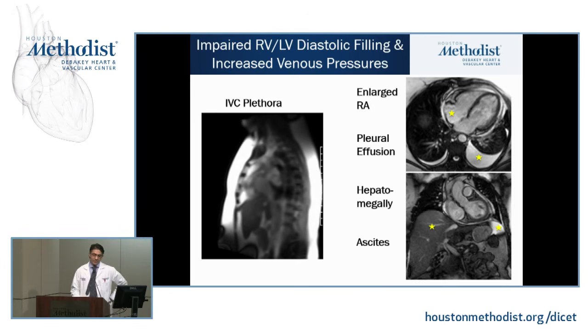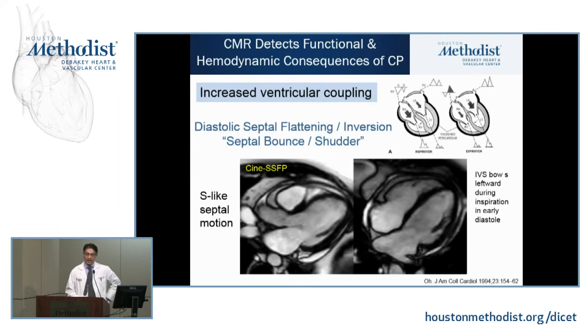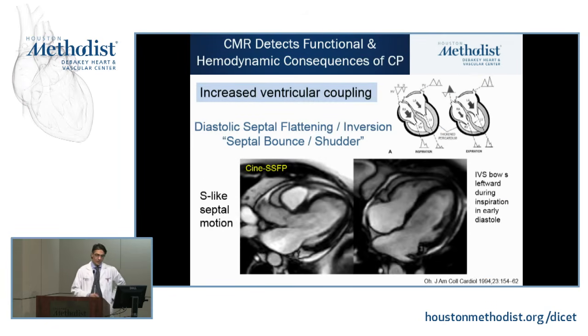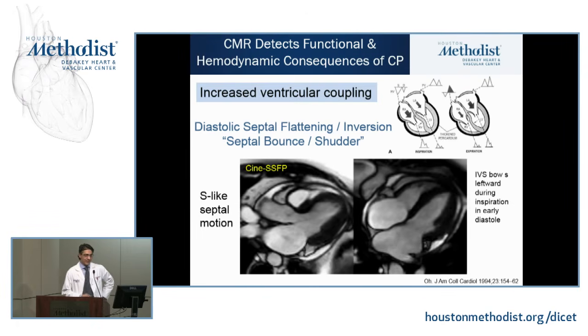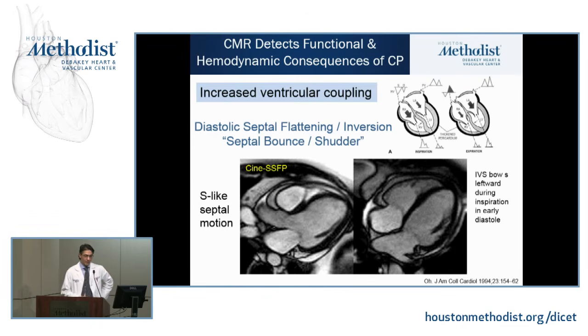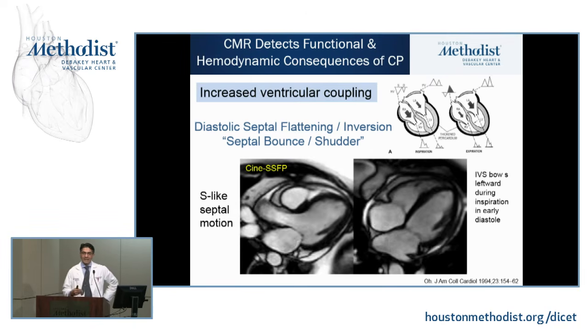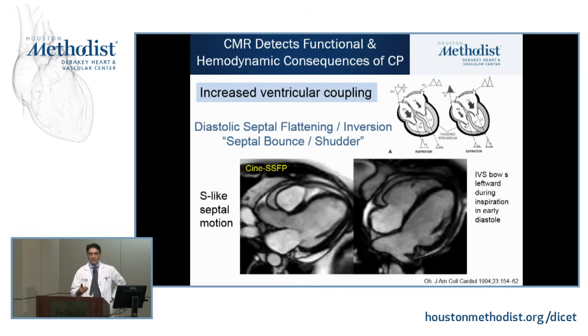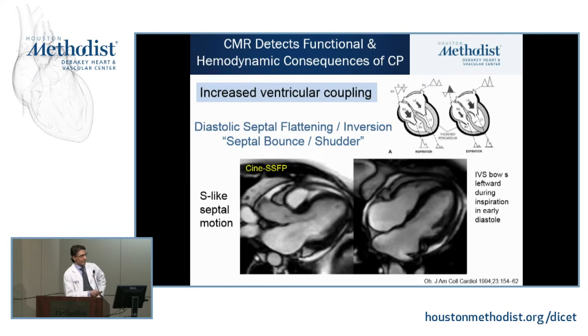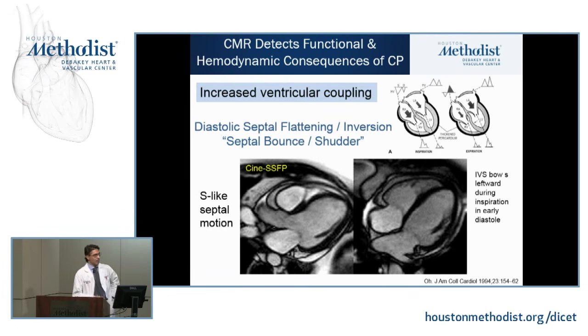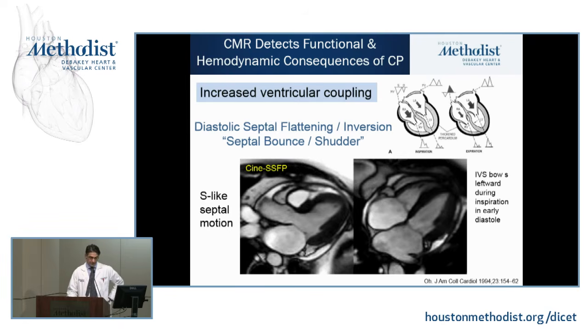But the beauty of CMR is it's also a technique with physiology similar to echocardiography. So we can show a lot of the same things that the echocardiographers can do. We know one of the signs of ventricular interdependence is what Gopi was talking about, the septal flattening or septal inversion, where in very early diastole, with inspiration, there's a moment of time where the right-sided pressures are higher than the left, and you have a leftward shift of the septum. It makes this S-like motion that you can see.